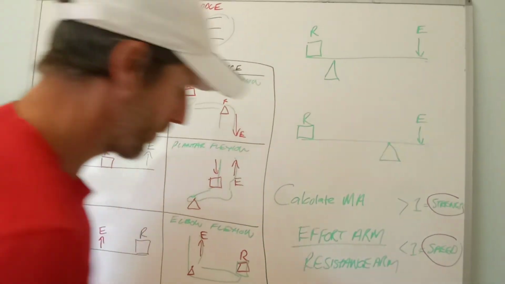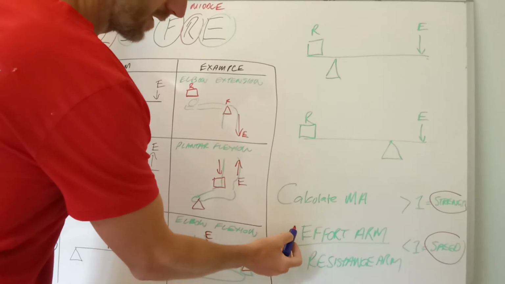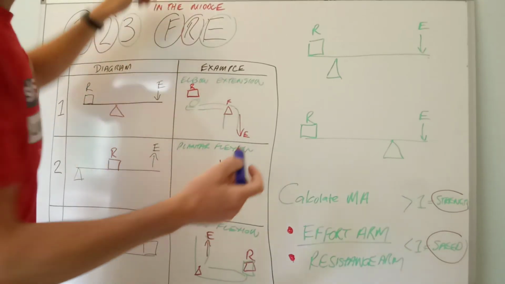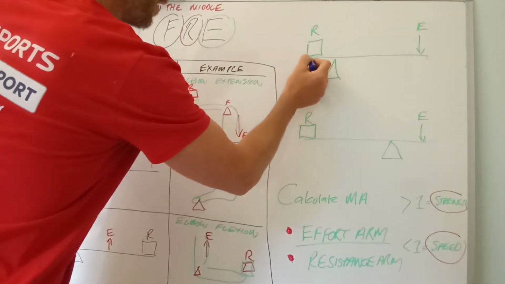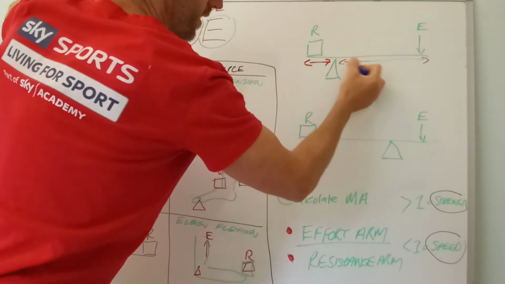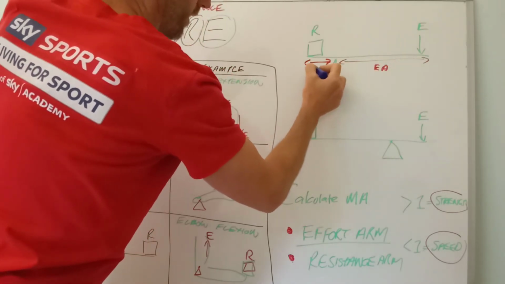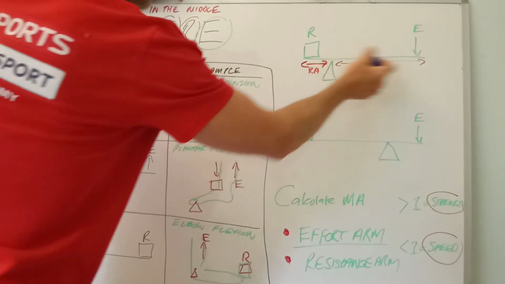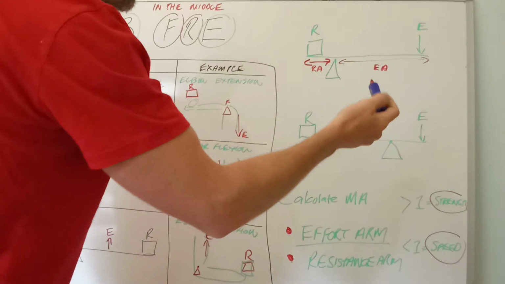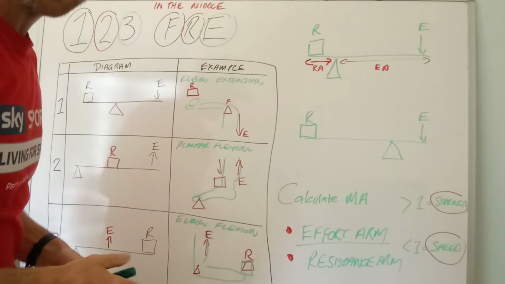Alright, so this one up here, it's about knowing these 2 terms you have to remember: effort arm and resistance arm. It's really simple. Either side of the fulcrum, this length there is the resistance arm and this length there is the effort arm. So if we just do EA and RA. As you can see here, the effort arm is a lot longer than the resistance arm. Now if you have the effort arm a lot longer than the resistance arm, then you're going to have a mechanical advantage for strength.